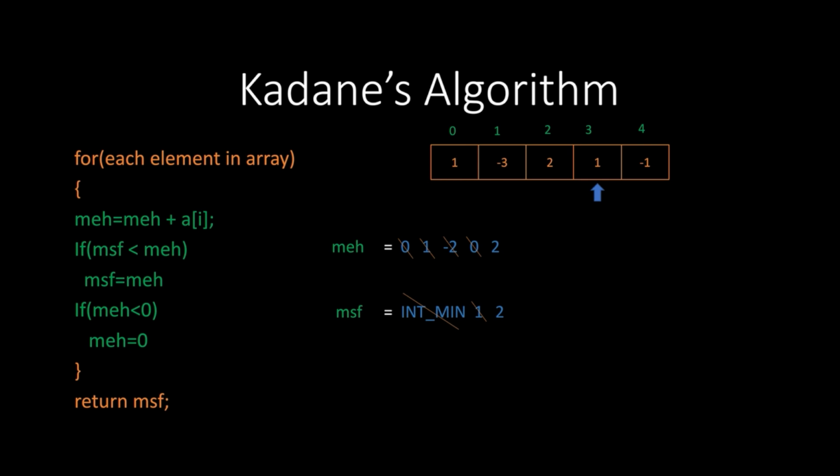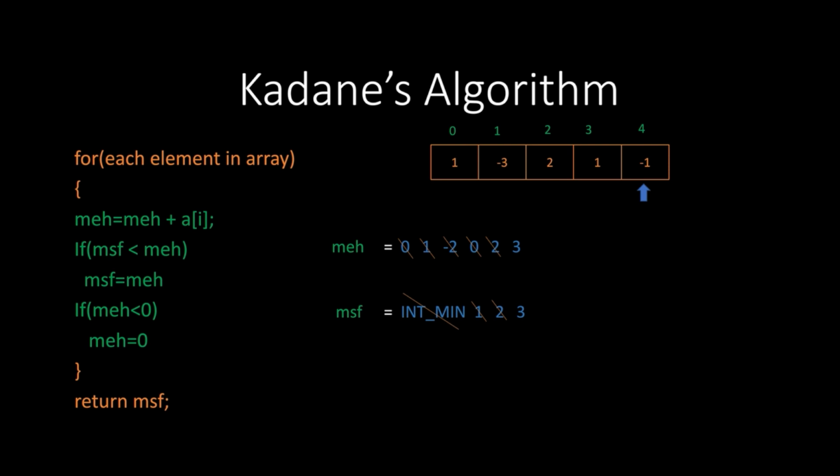Again, maximum ending here is equal to maximum ending here plus a of i. Maximum ending here is 2 and a of i is 1. Now maximum ending here would be updated to 2 plus 1, that is 3. We check if maximum so far is less than maximum ending here. Maximum so far is 2, which is less than maximum ending here, so maximum so far would be replaced with 3. Now we check if maximum ending here is less than 0. Maximum ending here is 3, which is not less than 0, so it would not be replaced.